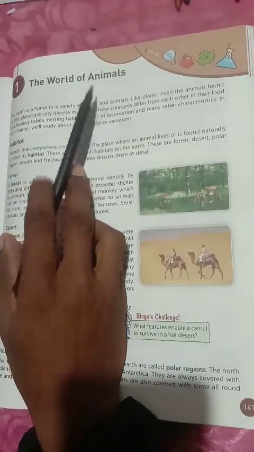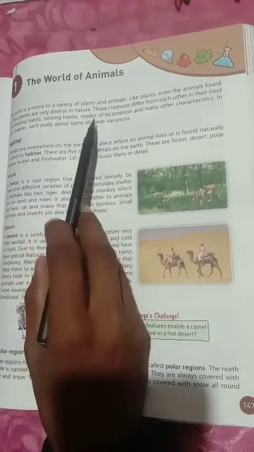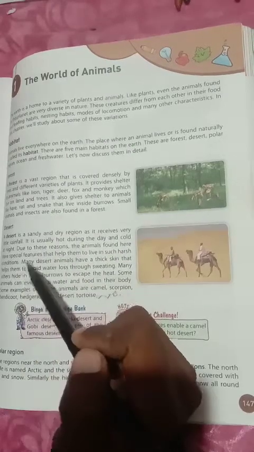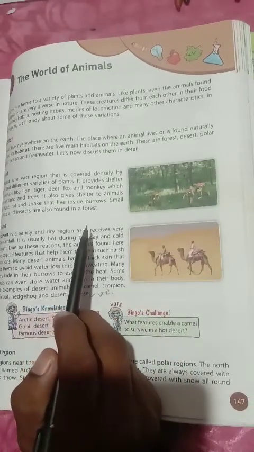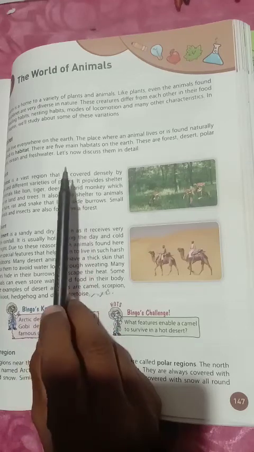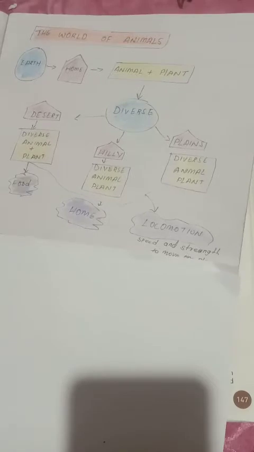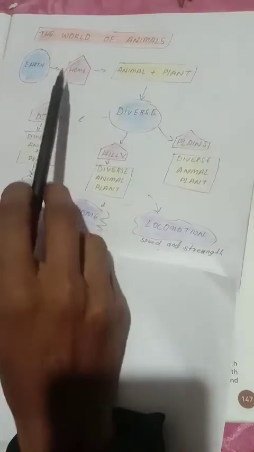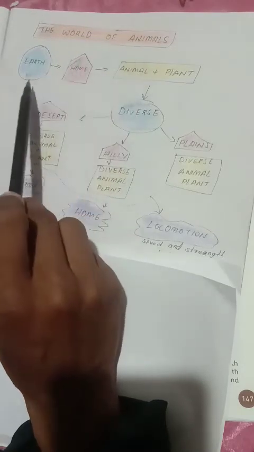Dear students, if I read line by line, it will be very difficult for me to explain all the chapters. So I will teach you in a short way. Let's begin with this diagram. The chapter name is the world of animals.